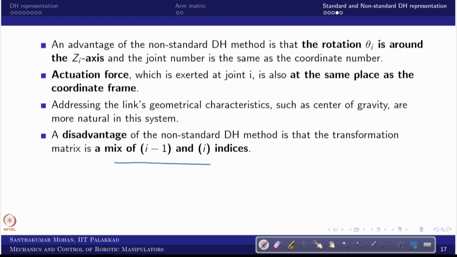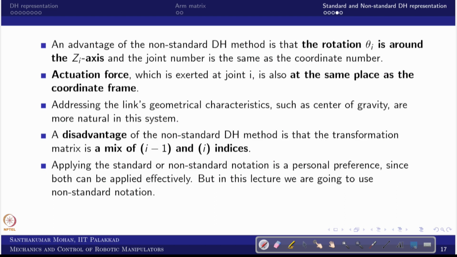The disadvantage is the mixing of the indices. What indices? So i minus 1 would be inside the arm matrix, where alpha i minus 1 and a i minus 1 would exist, while theta i and d i would be another set. This is the disadvantage, but it is not going to create much confusion once you get familiar. But as I already said, which method you apply is purely a personal preference. I prefer this, and my course is going to follow the non-standard one, but some textbooks talk about the standard one. That is one of the easiest things.